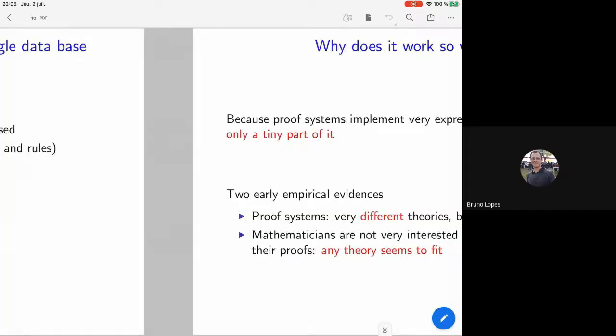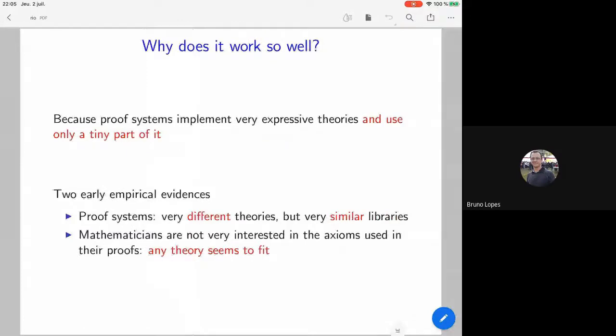So I'm reaching my conclusion. And one conclusion is: why does it work so well? As I told you at the beginning, at the time of François' PhD, I was kind of skeptical that we could translate a lot of proofs from Matita to simple type theory, and it happened that the whole arithmetic library of Matita could be translated.